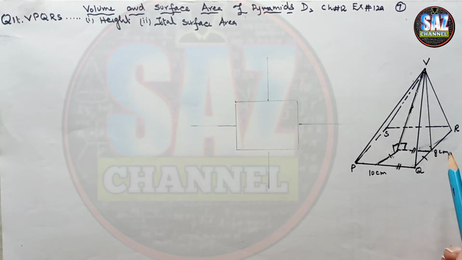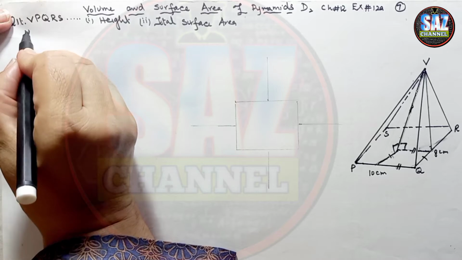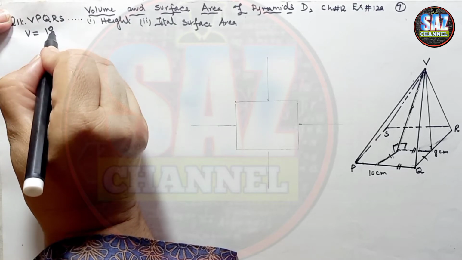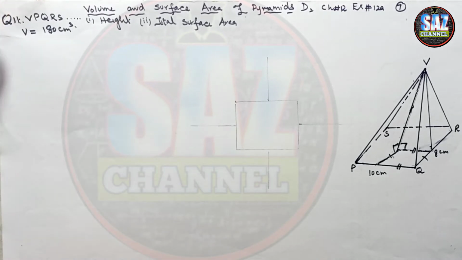The given information is that the volume of the pyramid is 180 centimeter cube, and there are two requirements of the question: we have to find the height of the pyramid and then we have to find the total surface area. Let's discuss each requirement one by one.